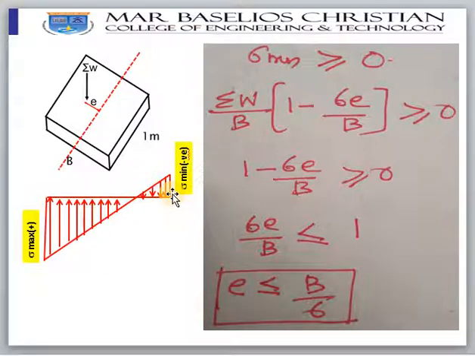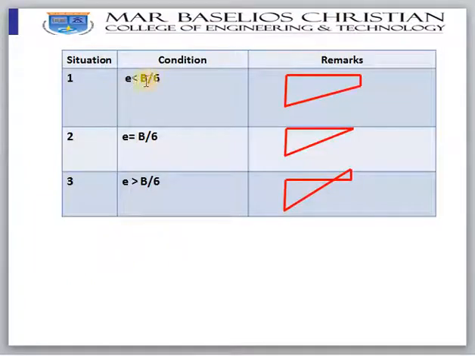Okay, so we will end up with 3 cases now. First case is E less than B by 6. If E is less than B by 6, your stress diagram will be like this. Sigma minimum, sigma maximum will be positive. If E is equal to B by 6, then sigma minimum will be 0, sigma maximum will be positive. And if E greater than B by 6, you will end up in a situation like this. So you should not have a situation like this.